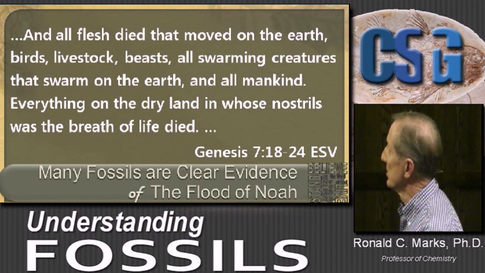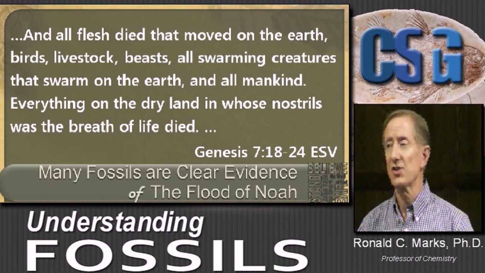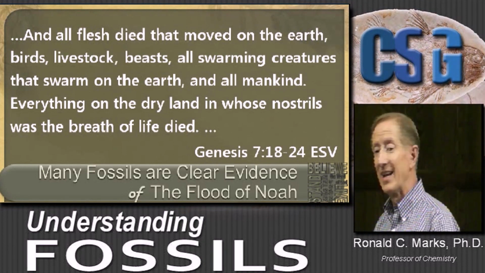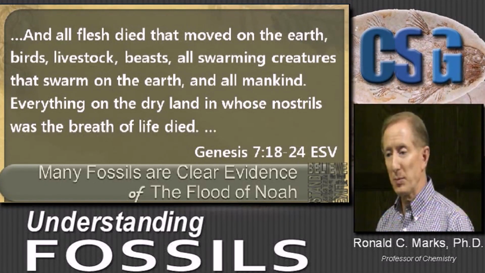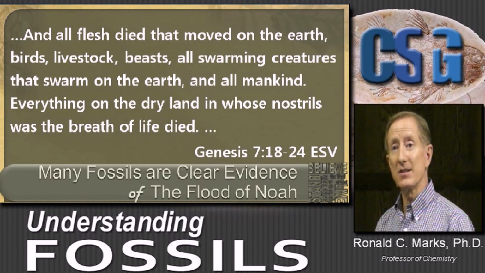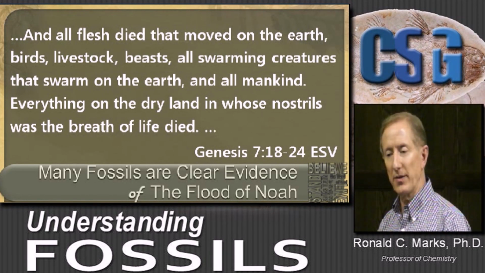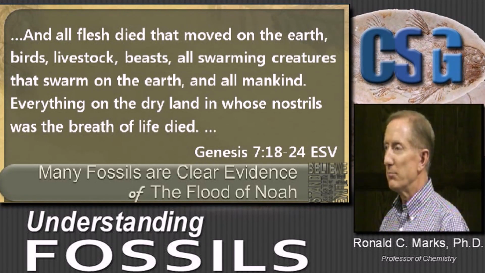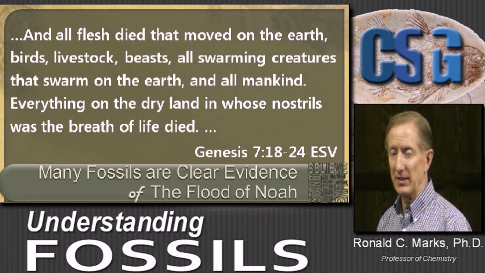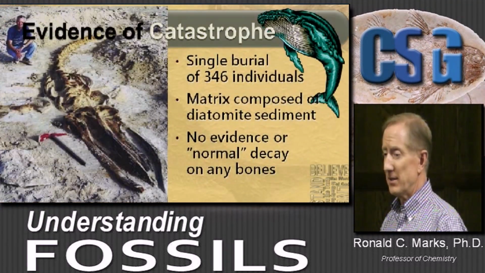Well, how huge? Well, it's very clear from the account in Genesis where it says all flesh died. Not some of it, not a little bit, not just the localized flesh, not just the flesh that was in the area where the local flood was. It says all flesh died that moved on the earth. And then it lists them: birds, livestock, beasts, swarming creatures, and all mankind. Everything on the dry land, in whose nostrils was the breath of life, died. It was utterly destroyed. Most of the fossils that we see, many of the fossils that we see, they are clear evidence of this catastrophe. So let's look at some of that evidence.